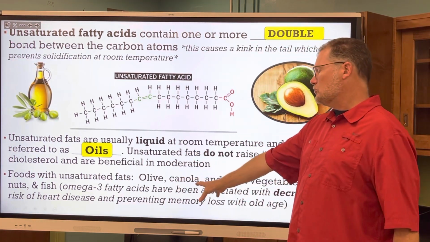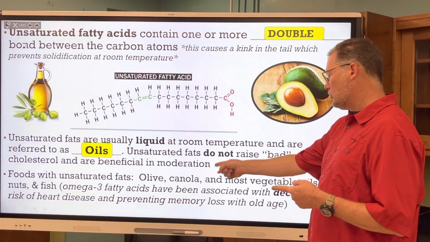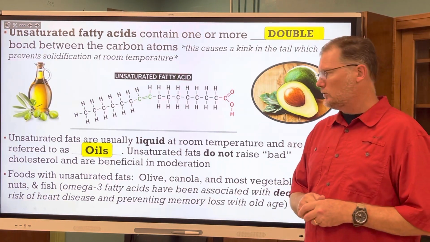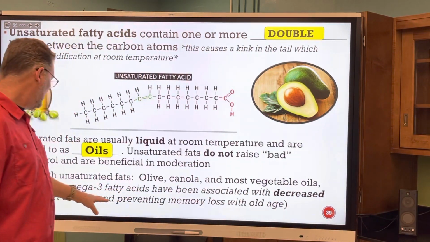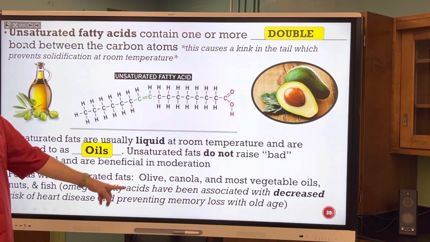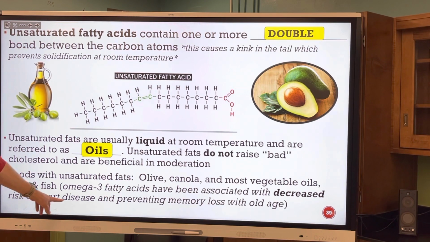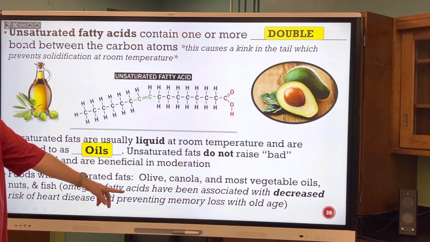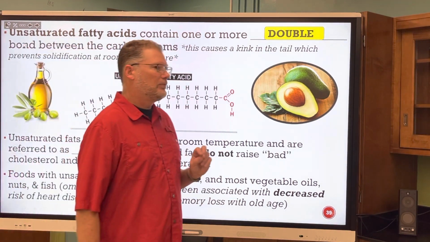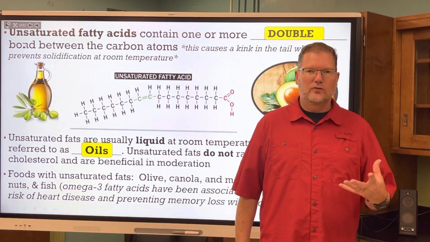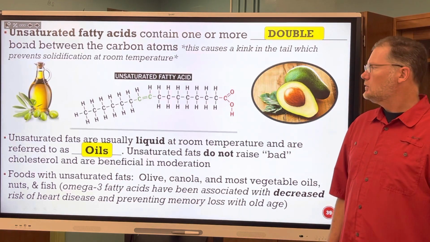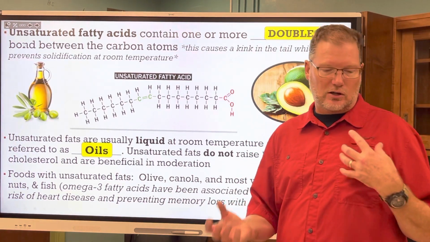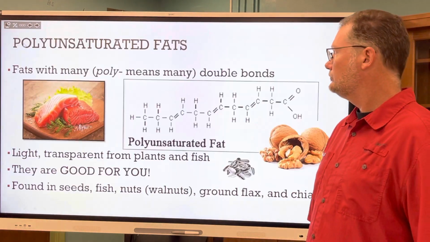So foods with unsaturated fats, like I said, olive oil, canola, and most vegetable oils, nuts and fish. Fish also have omega-3 fatty acids that are associated with decreased risk of heart disease and preventing memory loss with old age. So knowing this stuff can make you a healthier person. Very important. Knowing the difference between these saturated and unsaturated fats.